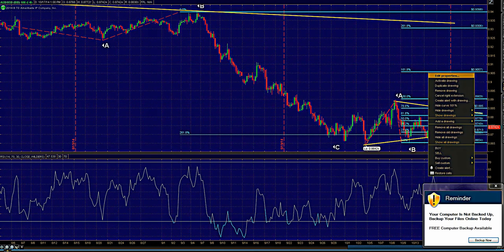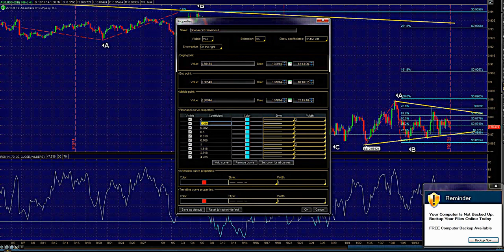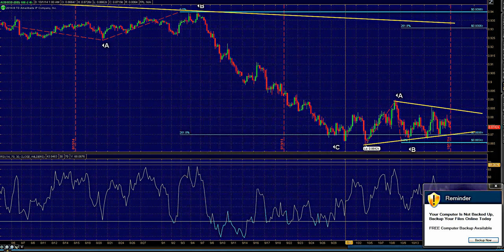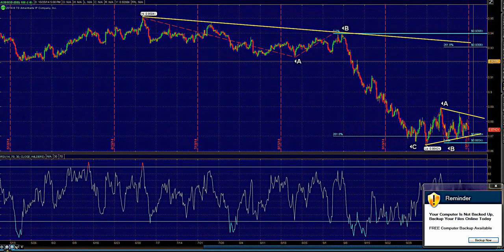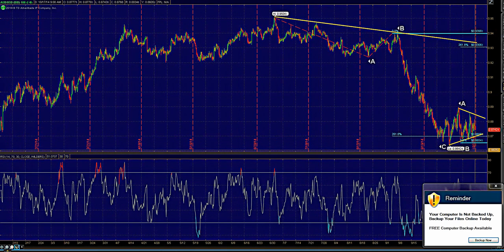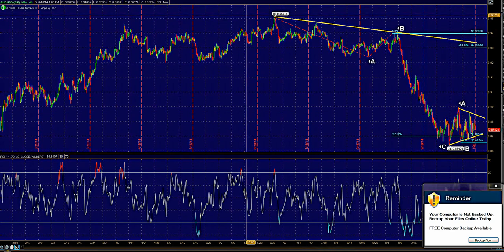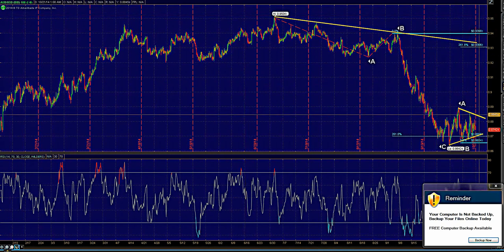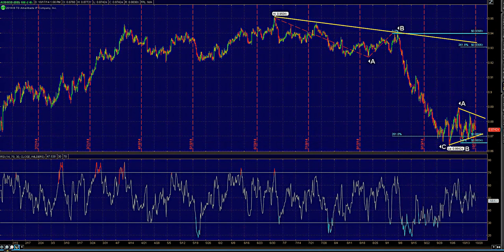Now, if it does break out to the top side, we'll look to target that 261.8% Fibonacci extension, which is located at 93.06. And that's also trendline resistance at the top side. But if it breaks out to the bottom side, this will be a 1, 2, 3, 4, and then we'll look for a fifth wave decline to new lows towards that 86 level. So obviously a bias to the top side, but we're looking to play a breakout out of that zone.